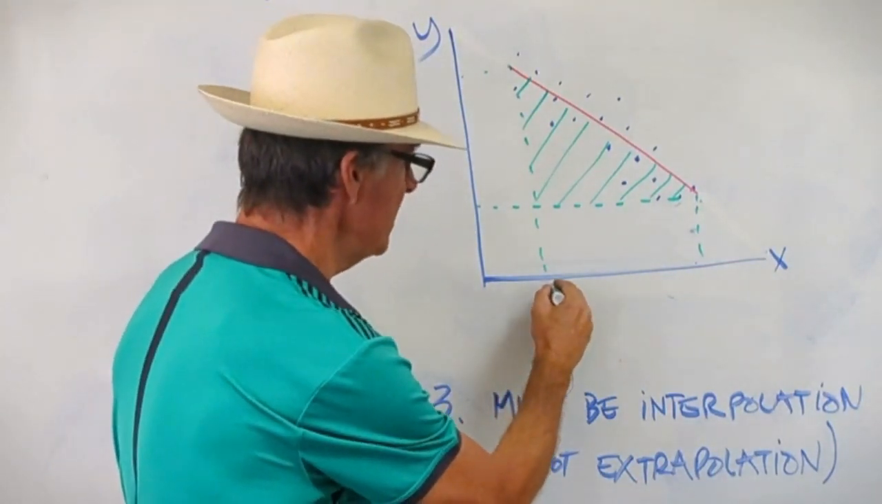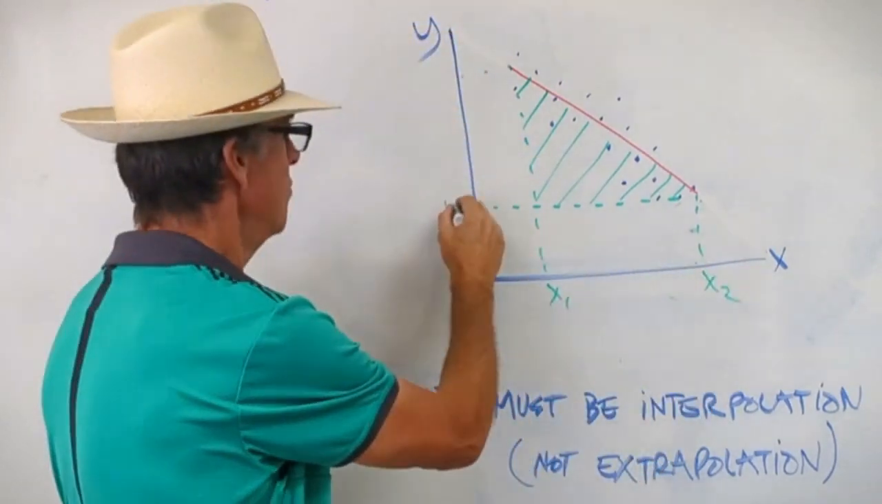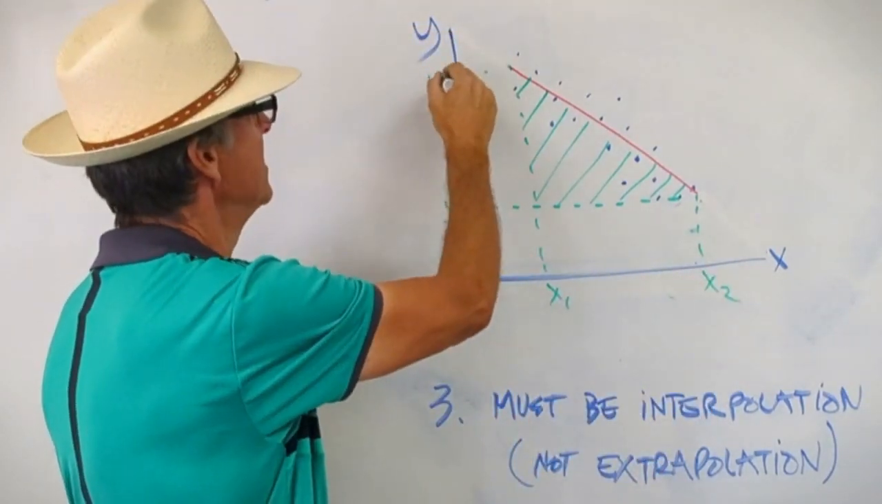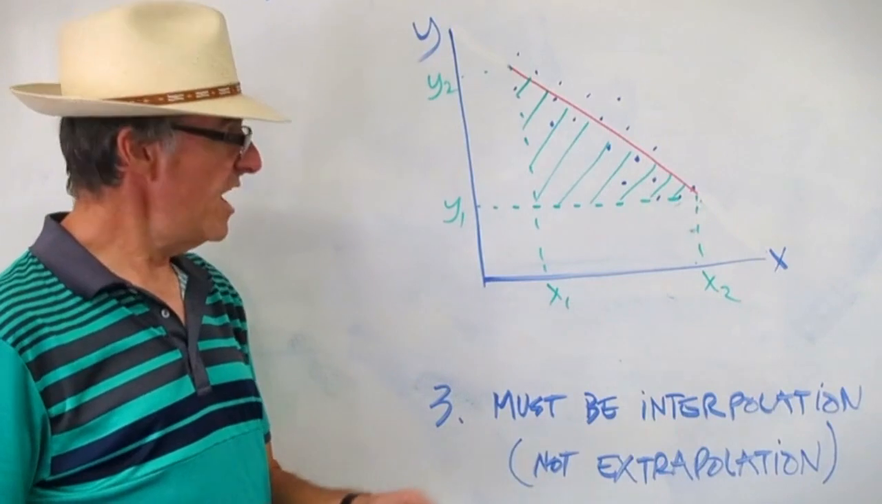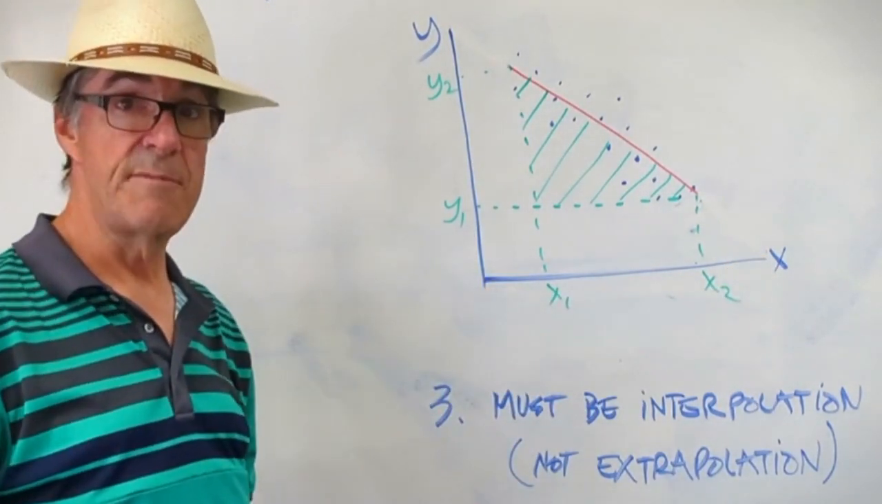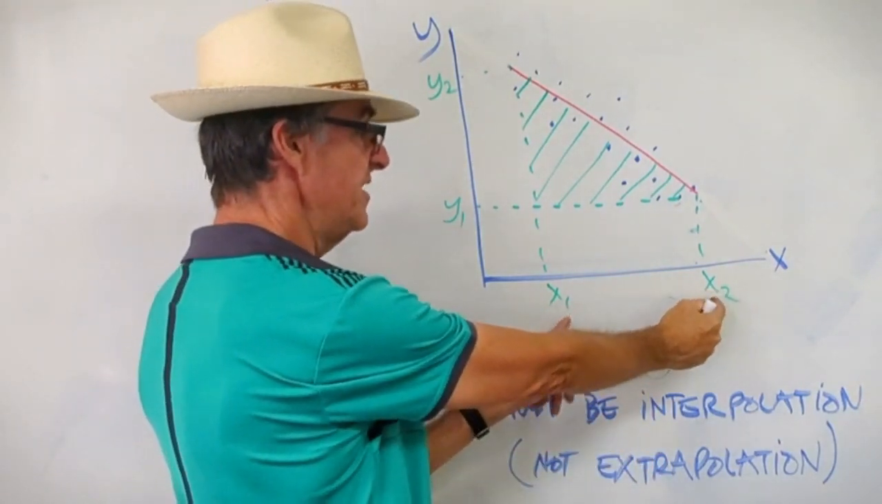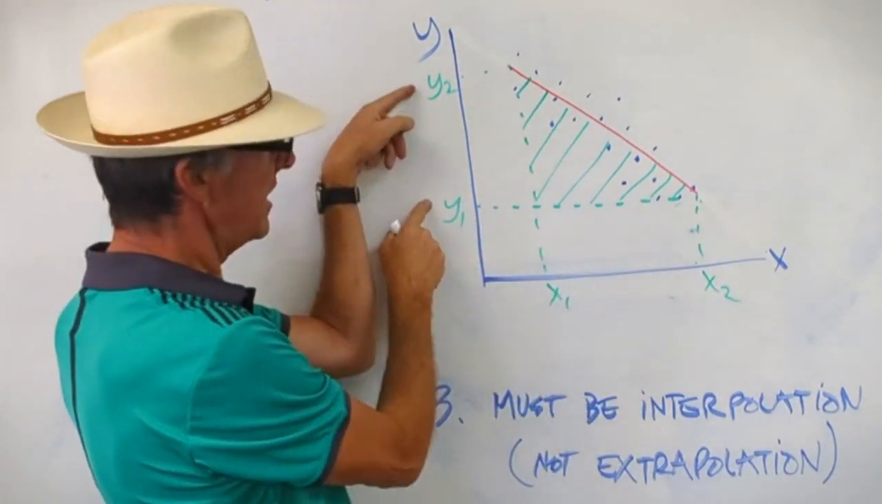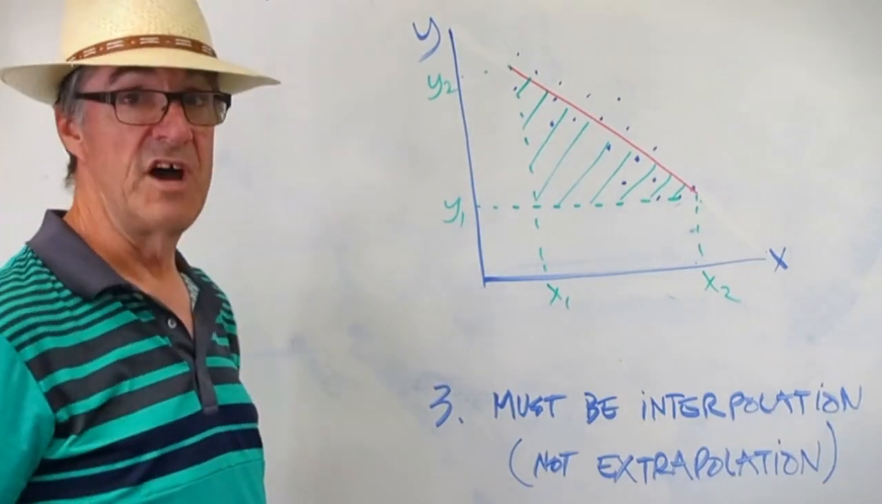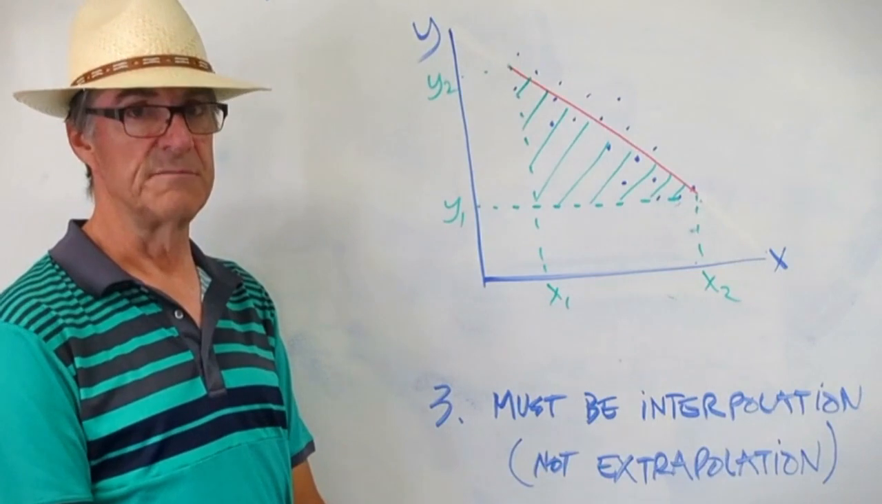So I can only make predictions based on the range between x1 and x2 and y1 and y2. So if I have some value out here for x and I want to plug that in and make a prediction about y, can't do that. I can only make my predictions based on these x values, and I can only have results based on those y values. So that's the difference between interpolation and extrapolation.